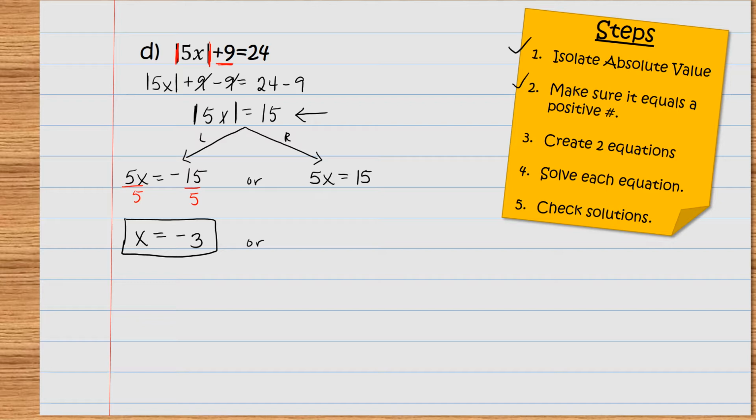Now it's time to solve the second one. To get x by itself, we need to divide both sides by 5. And so when we reduce, the 5's reduce, giving us x equals 3. And so, it's now time for you to check your solutions.